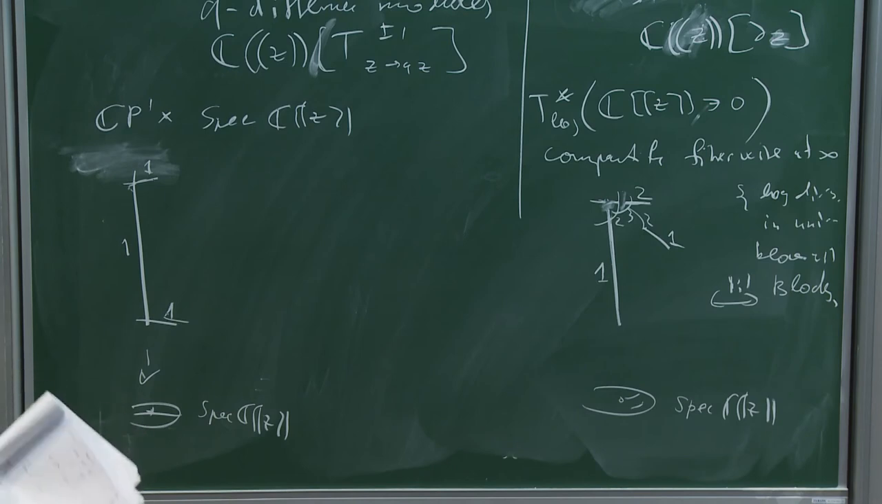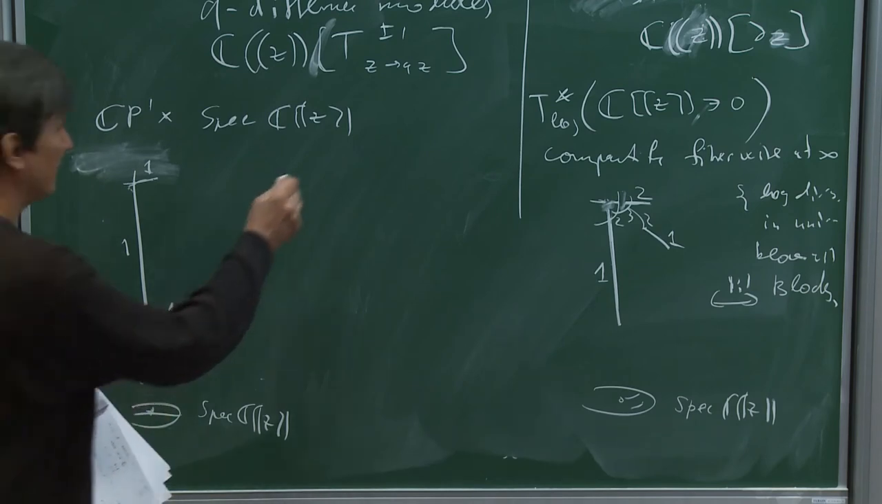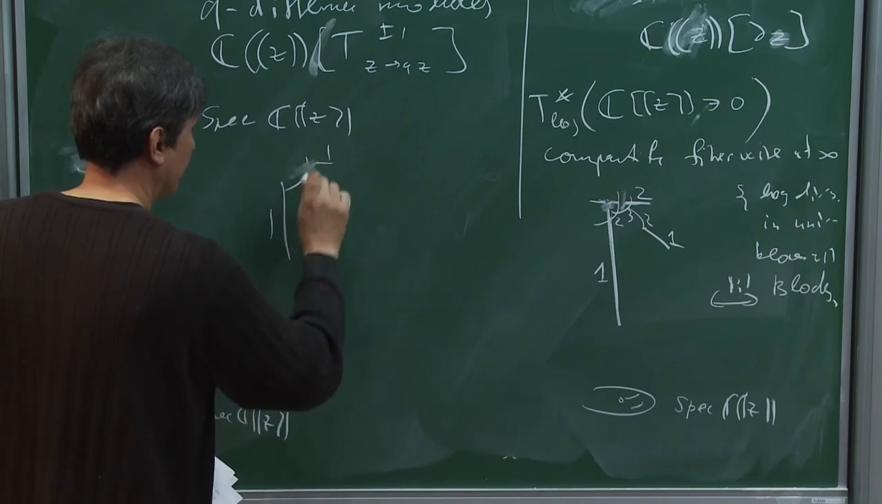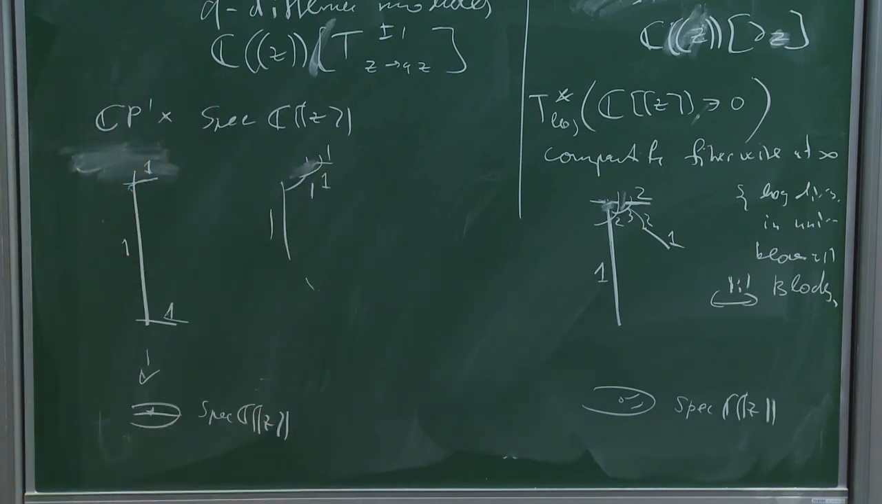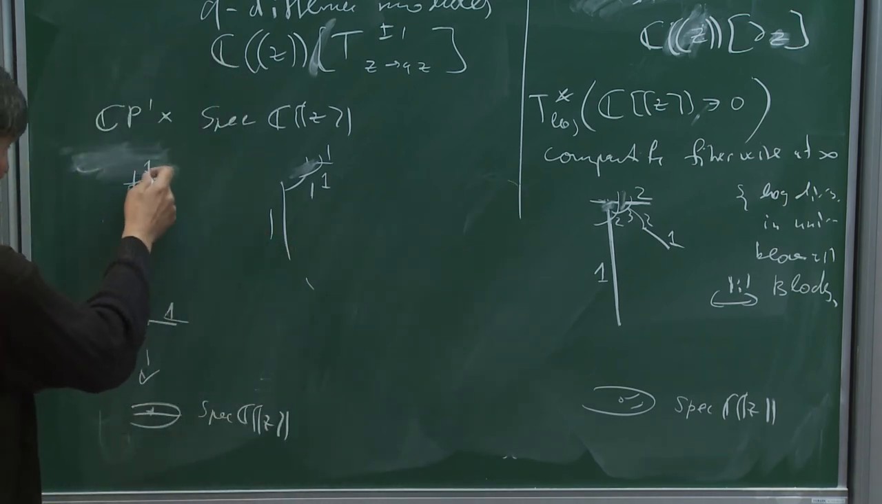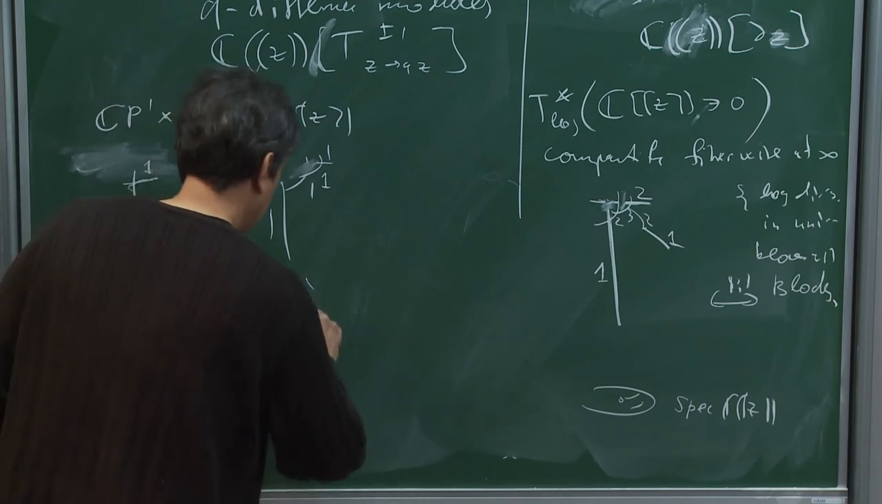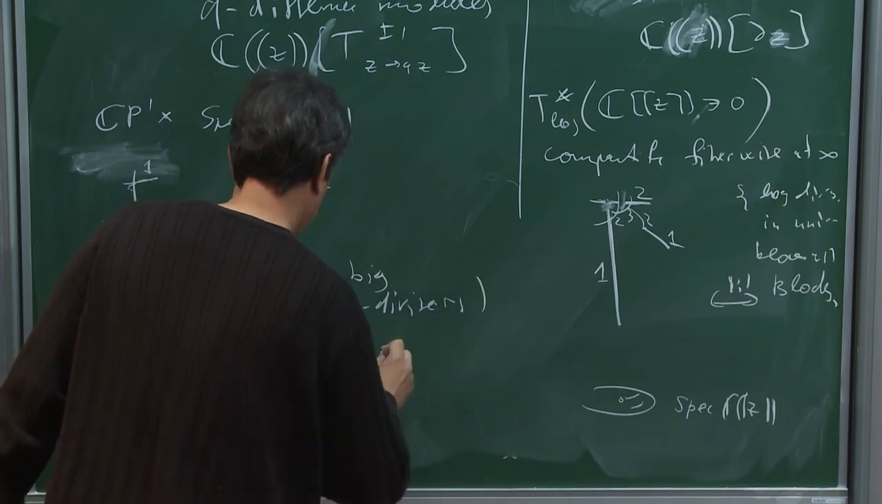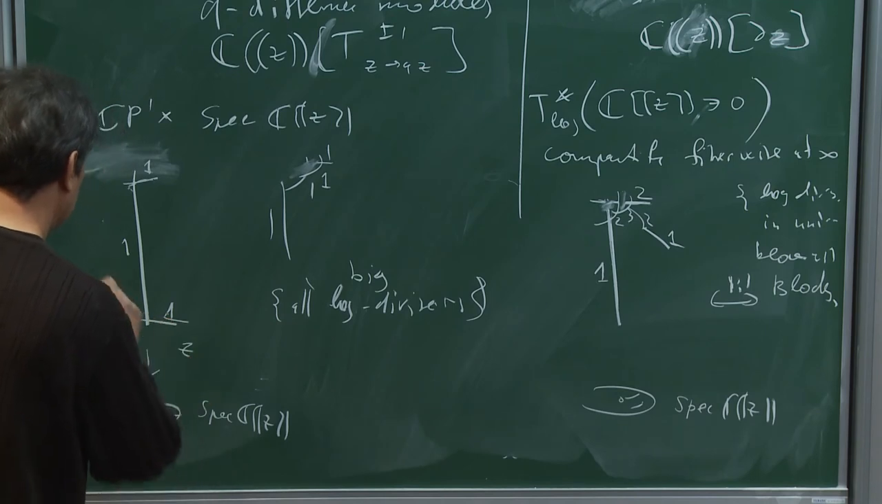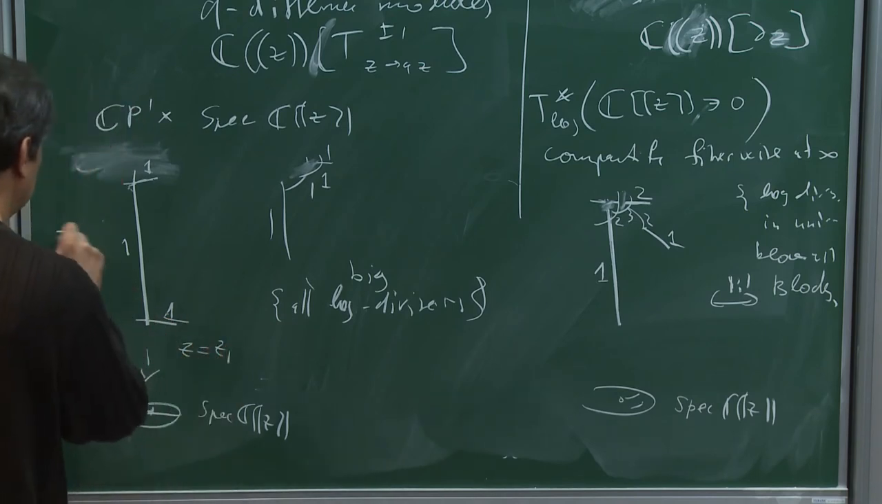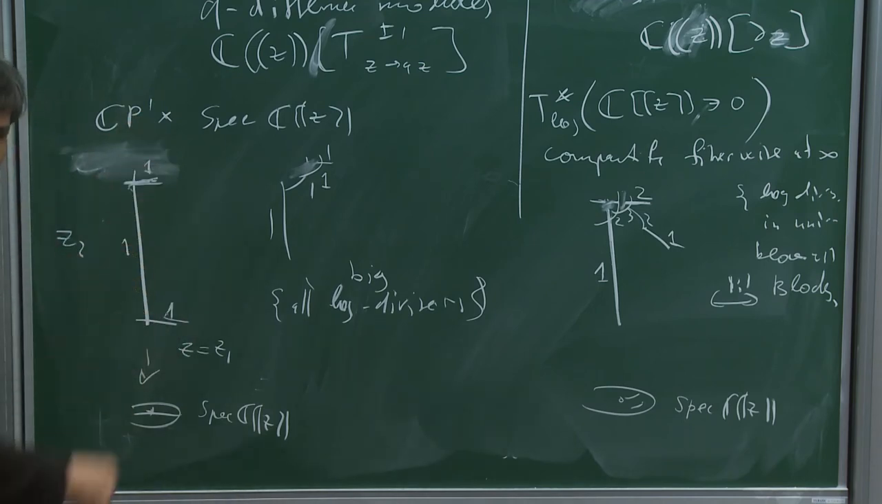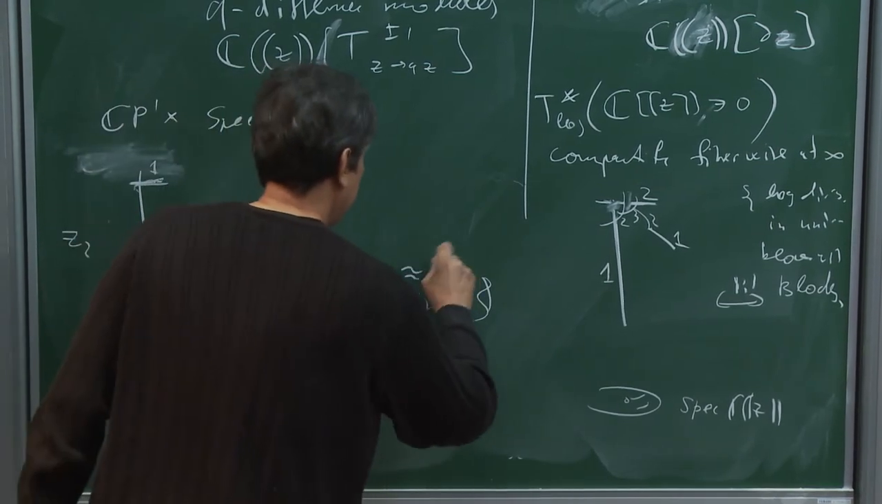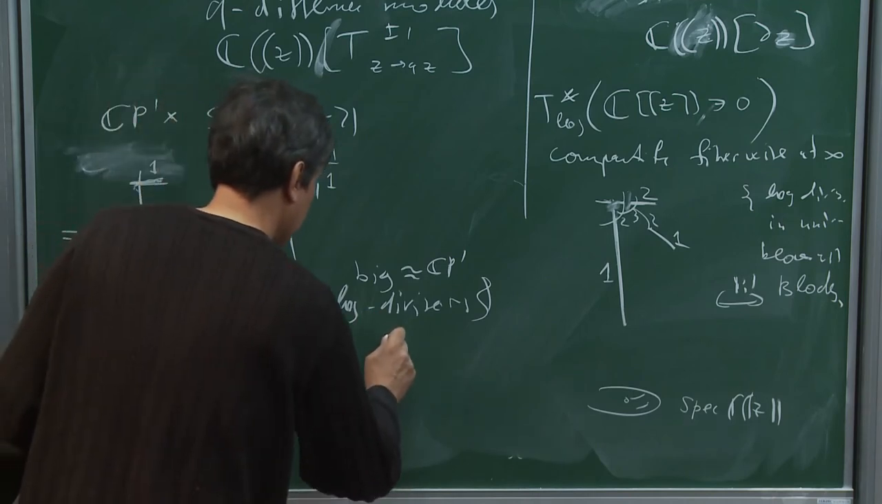And now we can make blow-ups, but if you make a blow-up, again we get logarithmic divisors. If you make a blow-up, you get again here, again blow-up, again here. And then the set of all big divisors, except the small ones, the set of all big log divisors, it's not a formal, but an actual CP1, because these divisors are very short pieces of curves. It is in one-to-one correspondence with the rational numbers T.